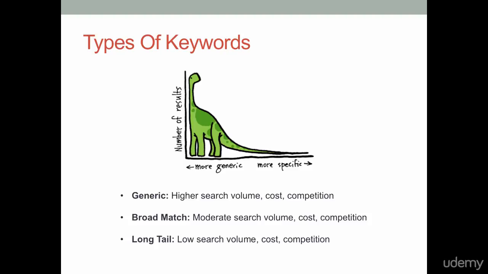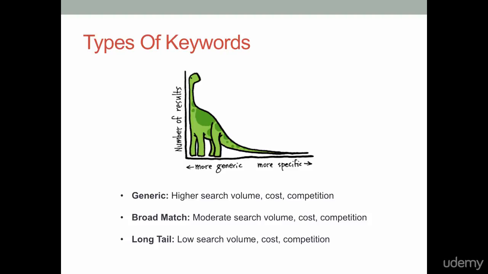However, as you go through broad match and down to long tail, you'll see that the search volume decreases, as well as the cost and competition to advertise. As you get to long tail, you do have lower search volume, lower cost and lower competition, which means it's easier and more accessible for you to get to the front page of Google for the chosen keywords.